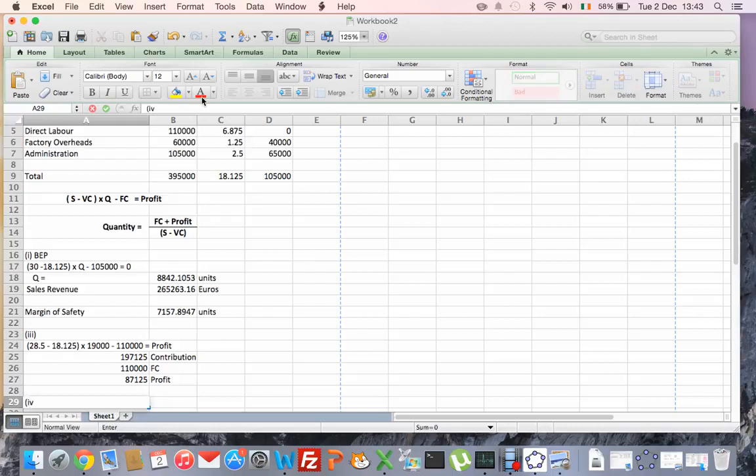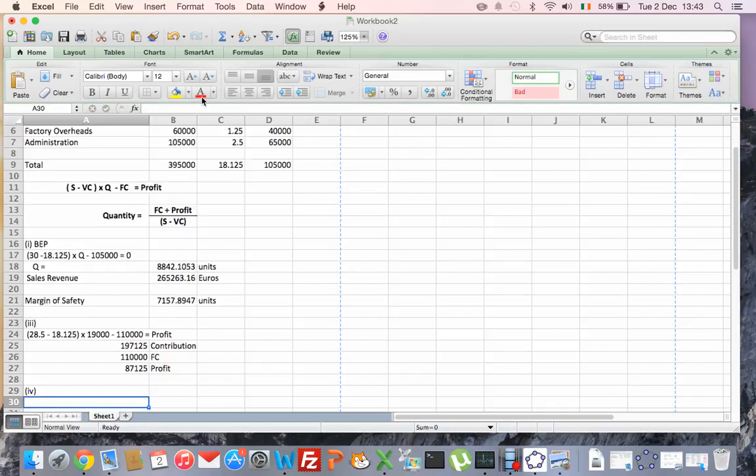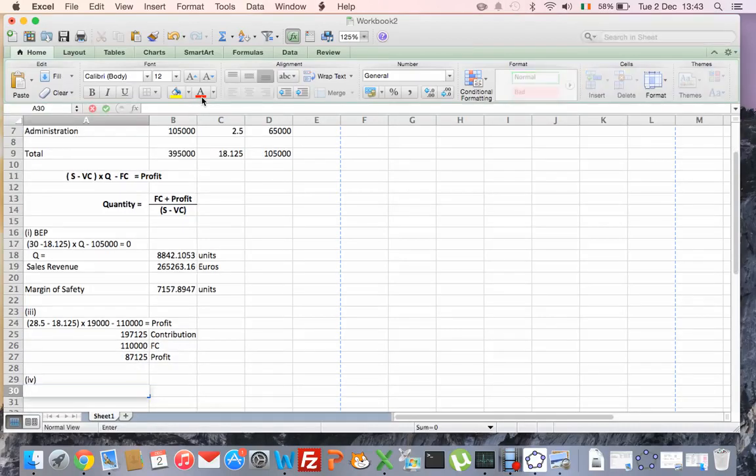So part 4. The number of units sold at 26 to provide a profit of 20% of the sales revenue received from these units. So this is a little bit more complicated. So again, I'm sticking with the same formula. So number of units must be sold at €26. So it's 26. There's no change in fixed or variable costs.